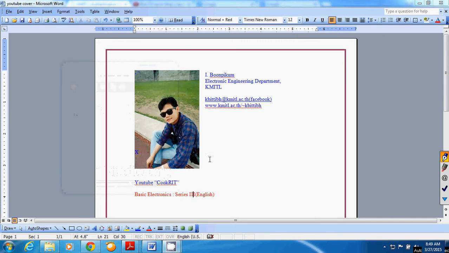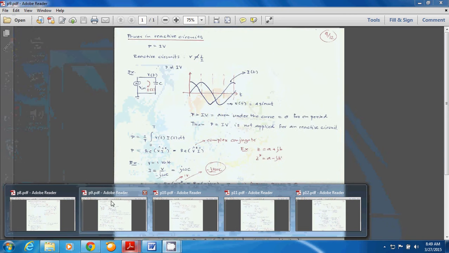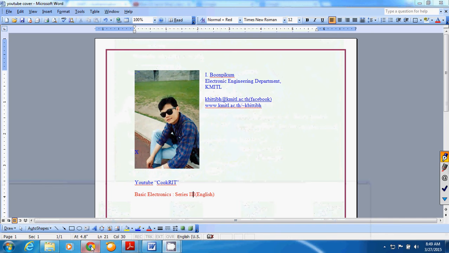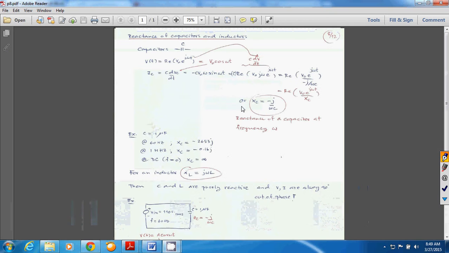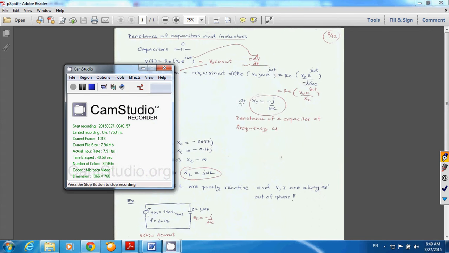Hi everybody, back to our basic electronics again for series 3. Last time I mentioned our inductors, capacitors, and some applications of the capacitor circuit and inductor circuit. For this one, I'm going to talk about what I left off from the last time, and we get into the reactance of capacitors and inductors.